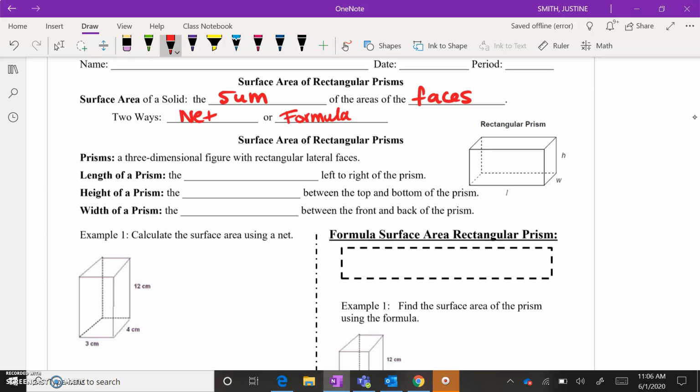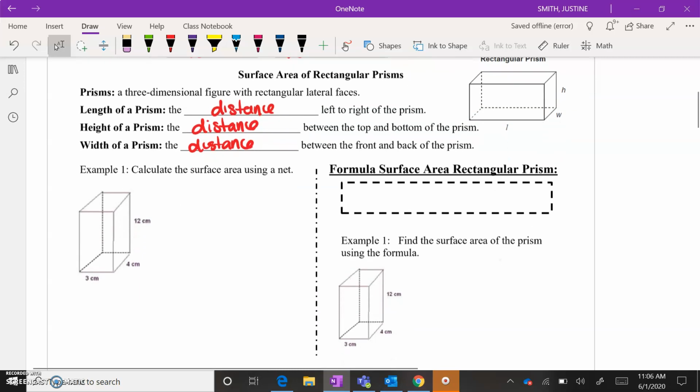So first of all, a prism, this is what we're looking at, is just a three-dimensional figure with rectangular lateral faces. If you notice, all of the outside shapes are rectangles. The length of the prism is the distance from left to right. The height is the distance between the top and the bottom. And the width is the distance between the front and the back of the prism. Again, surface area would almost be like if you were to take wrapping paper and wrap up this rectangular prism. That would be the surface area.